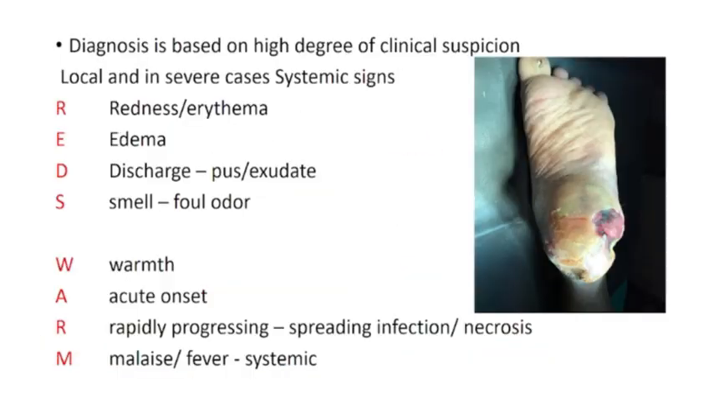So diagnosis of a diabetic foot attack, it's always clinical. Like most of the things in our field, it's the detection by the first person of contact, right? So they can have the typical infective inflammatory features of redness, edema, discharge, foul odor, and warmth, rapidly progressing and acute in onset, and systemic features like fever.